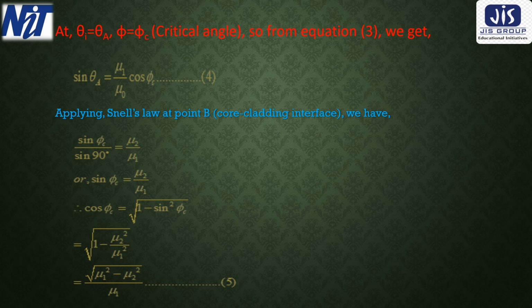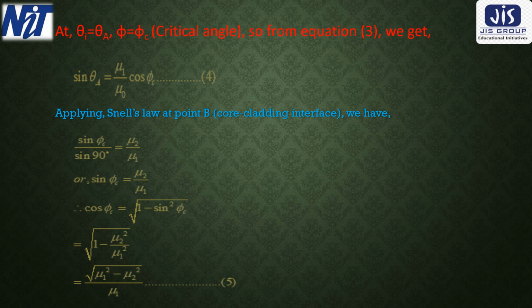Now let us apply Snell's law at point B, that is the core-cladding interface. What will we get from that? Sin phi c by sin 90, because the angle of refraction in the cladding medium is 90 degrees, is equal to mu 2 by mu 1, where mu 2 is the refractive index of the cladding. So we can write sin phi c is equal to mu 2 by mu 1, because sin 90 is 1.